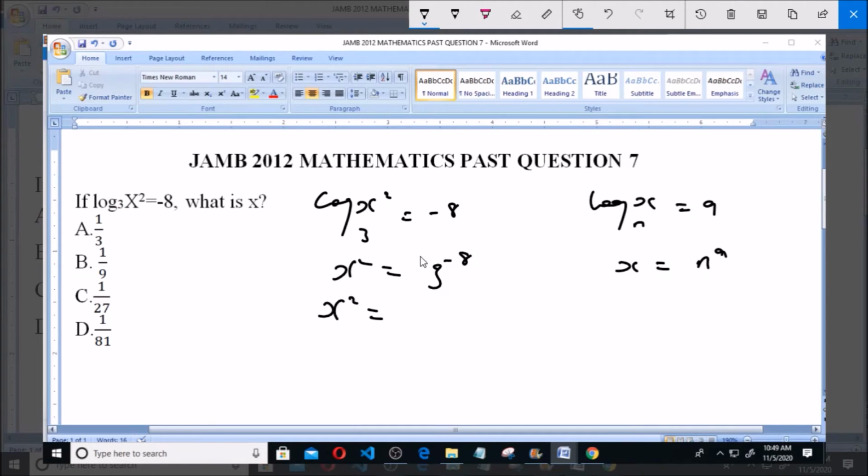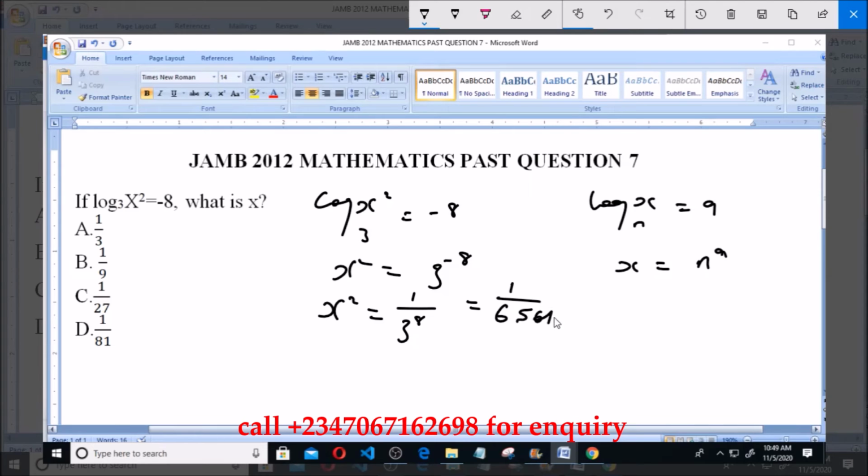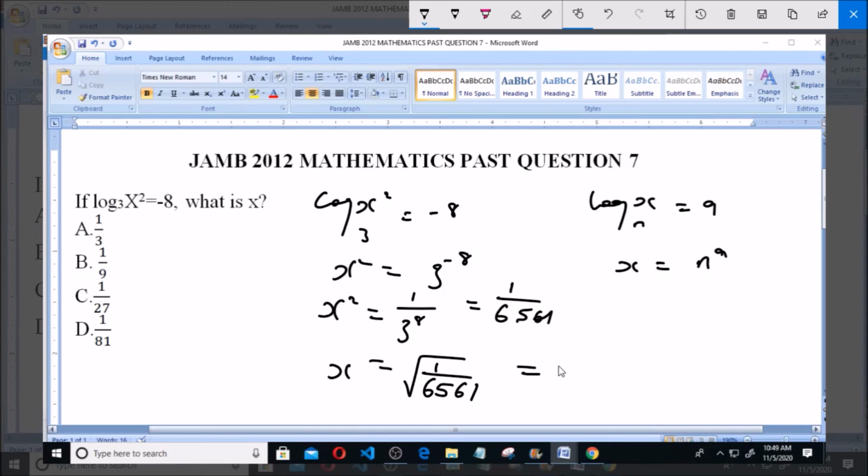Now from this we can simply say that x squared is equal to 1 all over 3 raised to the power of 8, which is equal to 1 all over 6561. Now we can simply say that x is equal to the square root of 1 all over 6561, and that is equal to what? 1 over 81. So x is equal to 1 over 81, and that is option D.